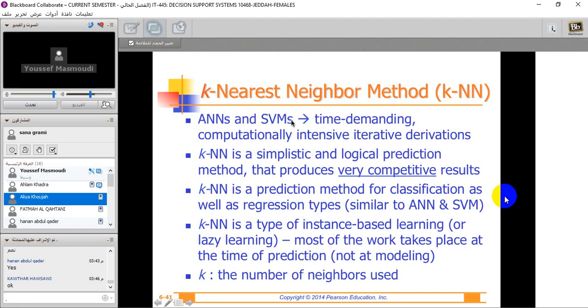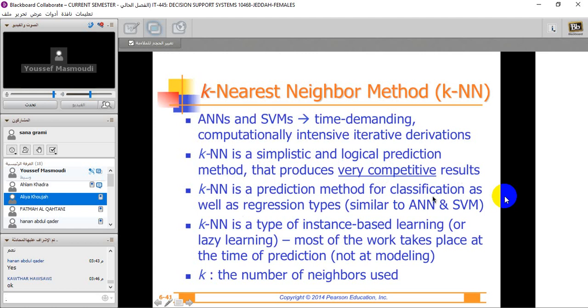Artificial neural networks and support vector machines are time dependent, and it's time consuming. Really, it's time consuming to develop a support vector machine or an artificial neural network. Computationally intensive iteration derivations. KNN, this new algorithm, KNN is a simplistic and logical prediction method that produces very competitive results.